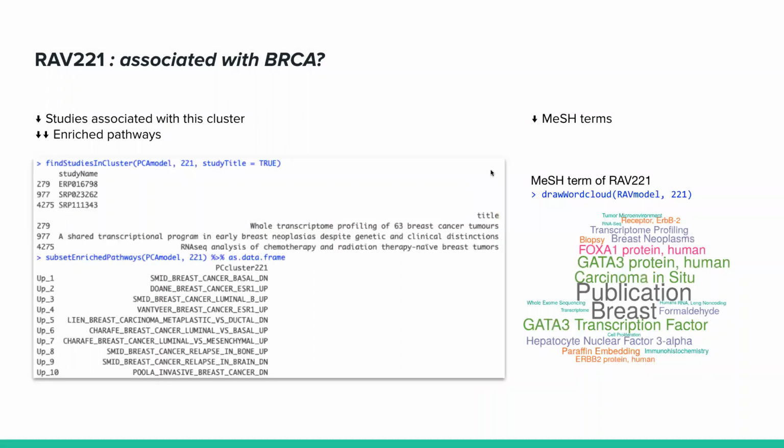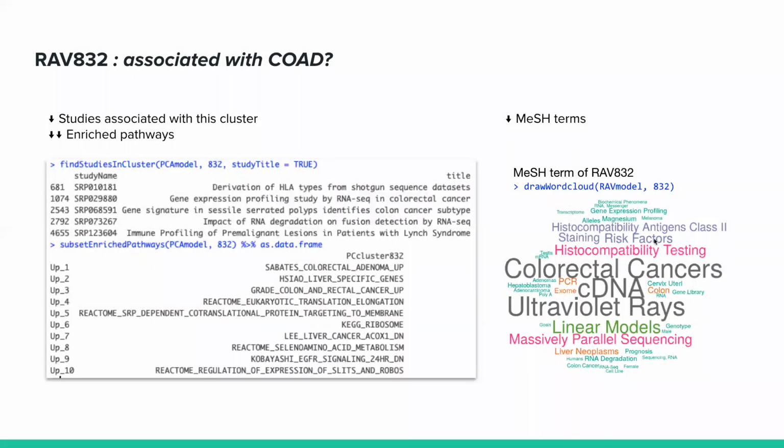And if we look those up, we do see that those principal components from the literature are associated with publications that do have to do with breast cancer, in the case of the one that matched most closely to breast cancer, and to colorectal cancers in the other case. So this is the word cloud. These are the actual studies here with titles and enriched pathways.